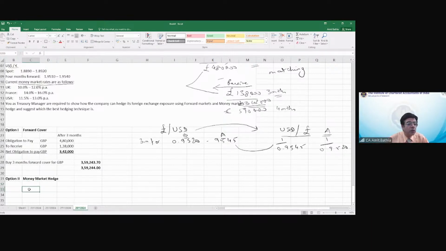Yes, very good. So what am I going to do? I have an obligation to pay. So I want something which is going to result in an asset, right? At that particular point, I want a GBP asset coming over there. So how will a GBP asset come over there? I will need to invest something today. So if I want to invest in GBP today, let me put it over here.